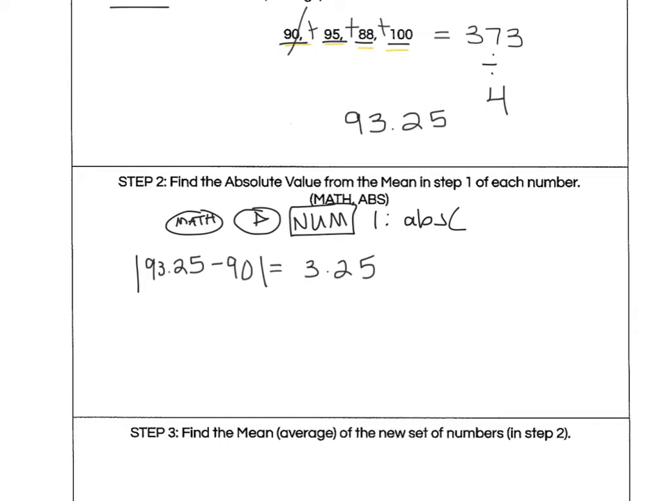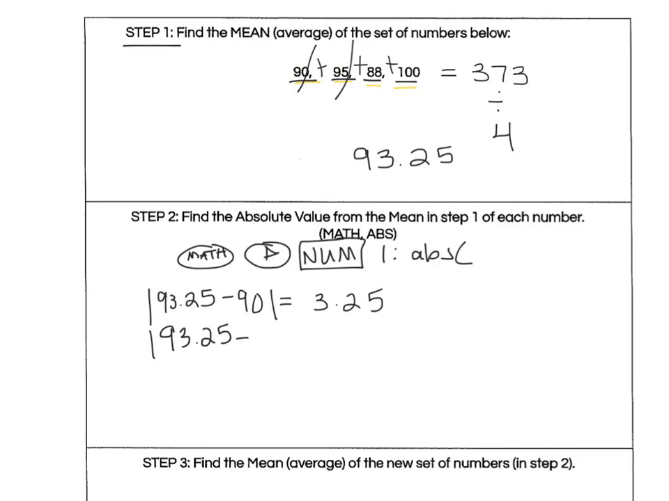Next one, and if you're on our calculator, you can hit the blue second and hit enter, and it'll bring up the problem you just had, and you can arrow over and type in the next number. So we're going to do 93.25 again, that was my mean, minus, the next number is 95, so minus 95.